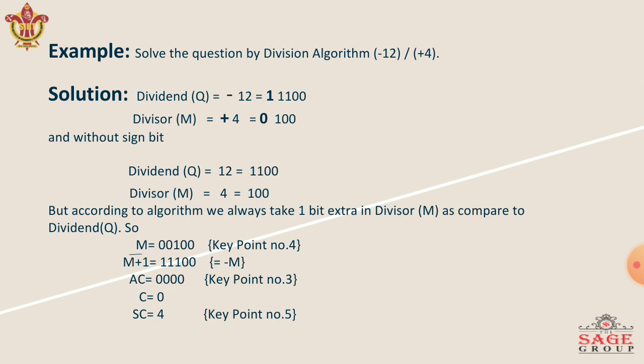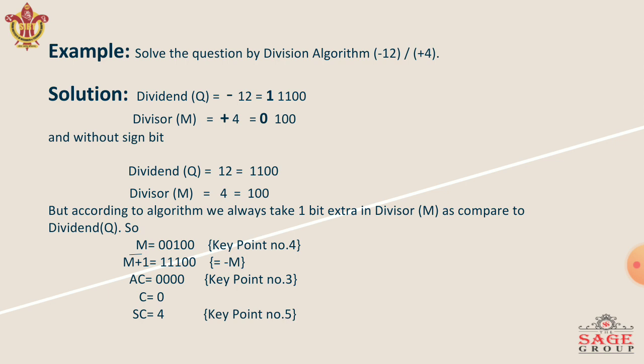Now take the example. Here we take the example of solving the question by the division algorithm: minus 12 divided by plus 4. Start solving the question. Dividend Q equal to minus 12 as given in the question, and divisor M equal to plus 4.